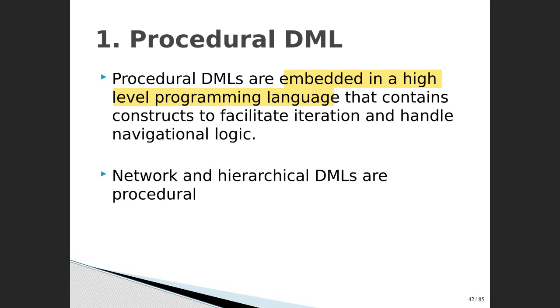As an example here, for example, we have network or hierarchical DMLs. They are procedural. What is the meaning of that? Hierarchical means it treats individual records hierarchically. So for example, level by level. Or network, it can be like a network of records treated individually. So this is an example about the procedural.